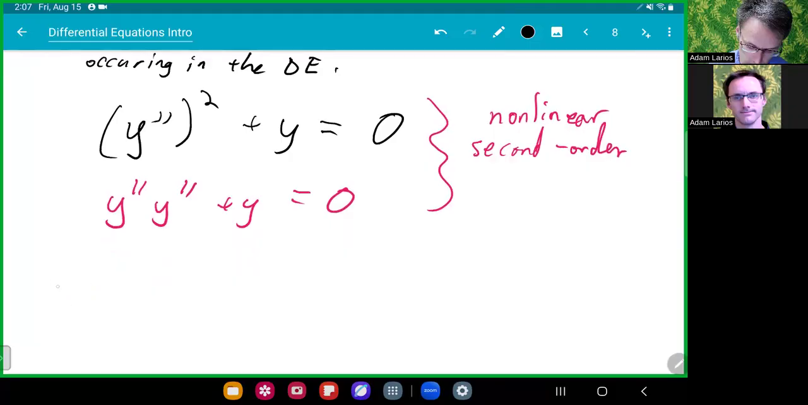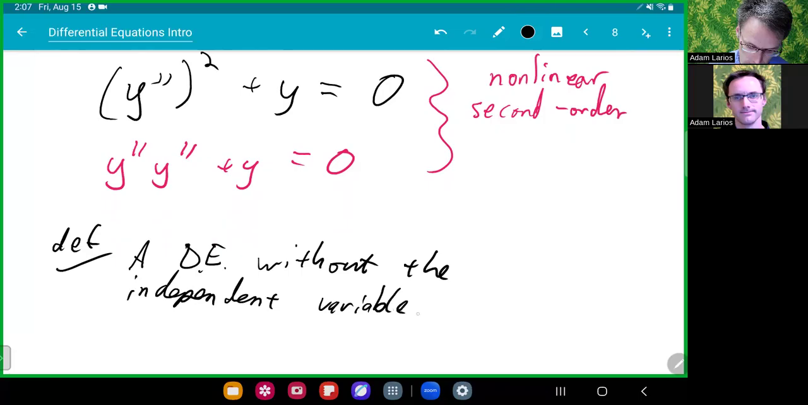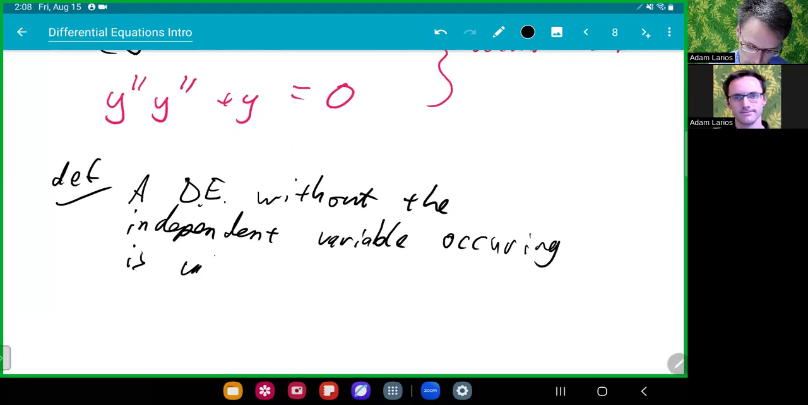So let's have a definition. A differential equation, without the independent variable occurring, is called autonomous. That is, it's just autonomous, right? It's only referring to itself.